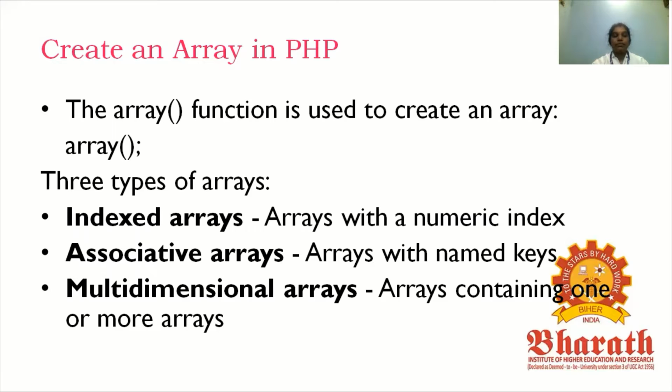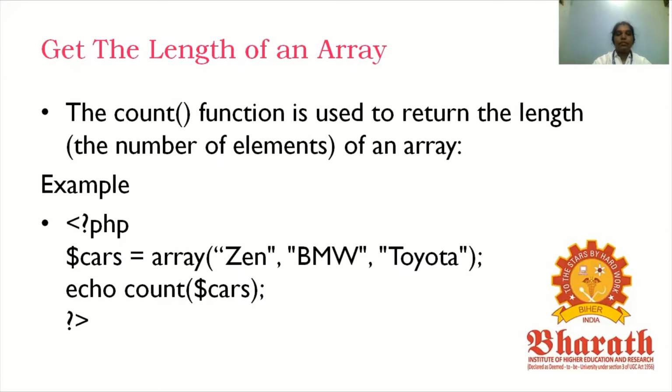Indexed array is an array with a numeric index. The indexed array uses a numeric index, and an associative array uses named keys. A multi-dimensional array is nothing but an array of arrays. So there are three different arrays we are going to discuss in this lecture: indexed arrays, associative arrays, and multi-dimensional arrays. Indexed uses numeric values, associative uses key values, and multi-dimensional means array of arrays.